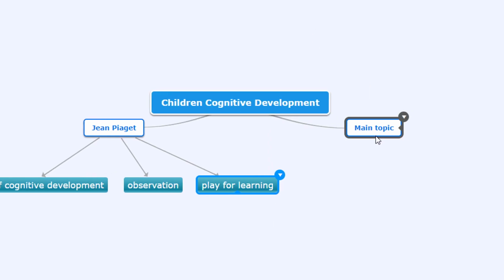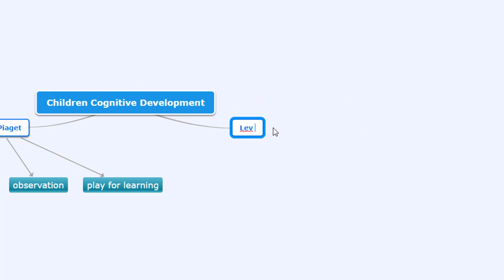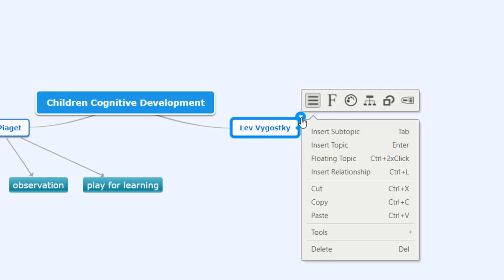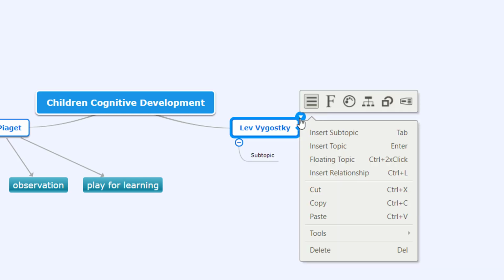Okay, so now I'm going to work on the second scholar, who is Lev Vygotsky. Okay, so again, I'm going to list a few theories of his. So again, I click on this little triangle, insert subtopic, or I can just click this and press tab. It comes out with the same result.